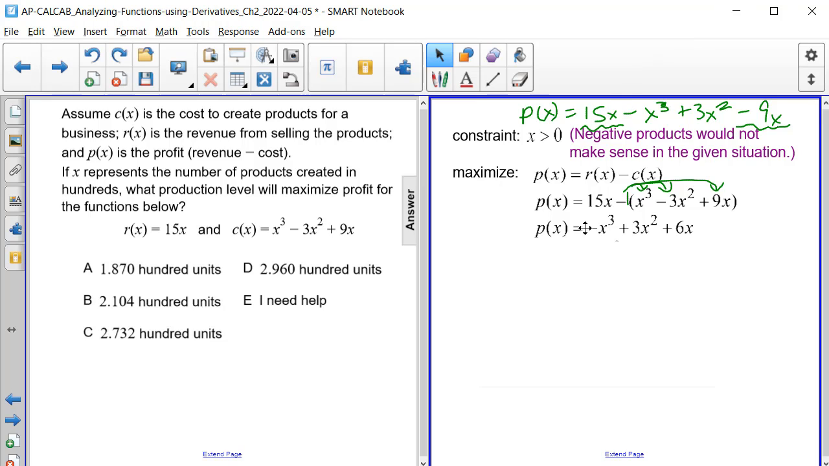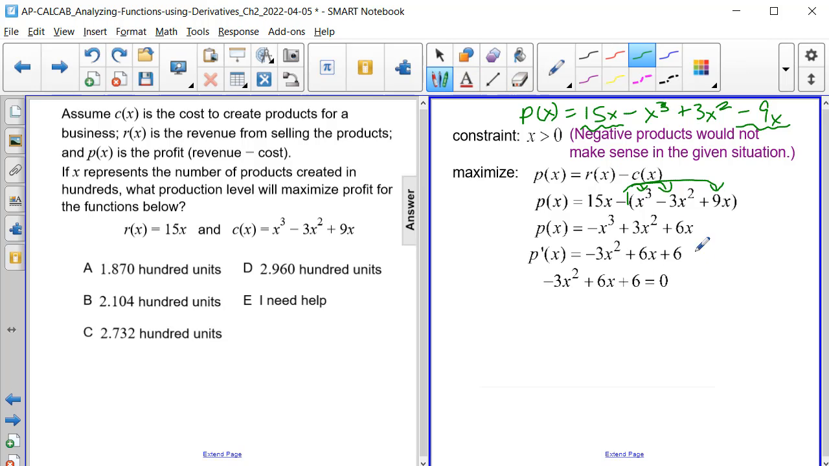The next step when solving optimization problems is to find the derivative in order to find the maximum or minimum value desired. So if we take the derivative of our profit function using the power rule, we'll get that P prime of x is equal to negative 3x squared plus 6x plus 6. And then if we set this equal to 0, we can then solve for our critical values. If we factor out a -3 here, we will have x squared minus 2x minus 2 is equal to 0.